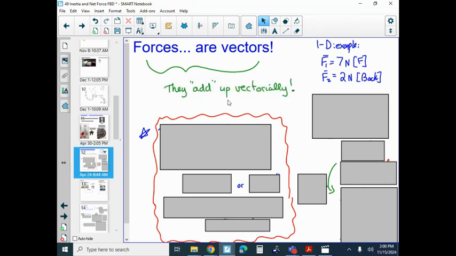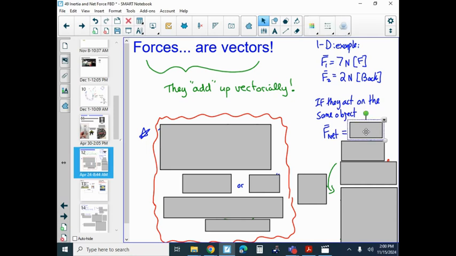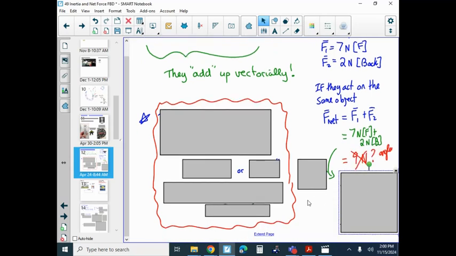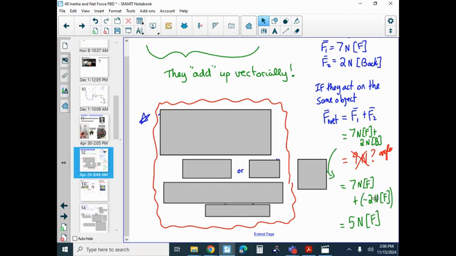So forces are vectors, of course, so they add up vectorially. Think about if we had a 7 newton force forward and a 2 newton force backwards, right? We'd have a net force of force 1 plus force 2. So forwards plus backwards becomes forward plus a negative forwards. Think of it as combining to a negative 2 newtons forwards, as we know about how the negatives work. Essentially that's the same as 7 take away 2, which intuitively works as well, of course, but this is how you can show it mathematically. So that would be 5 newtons.